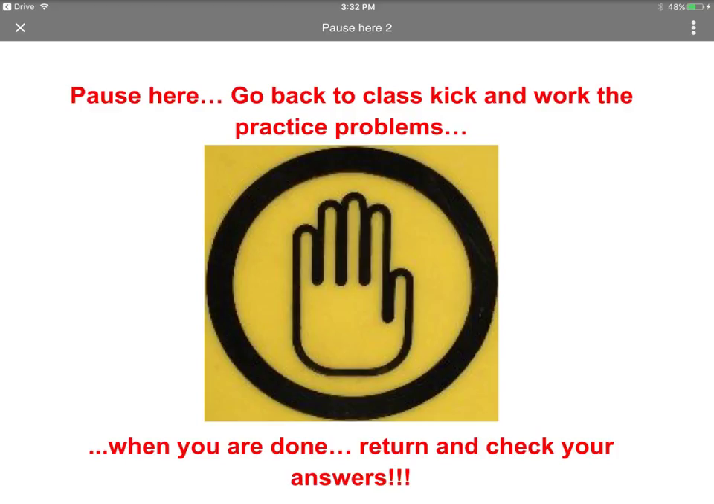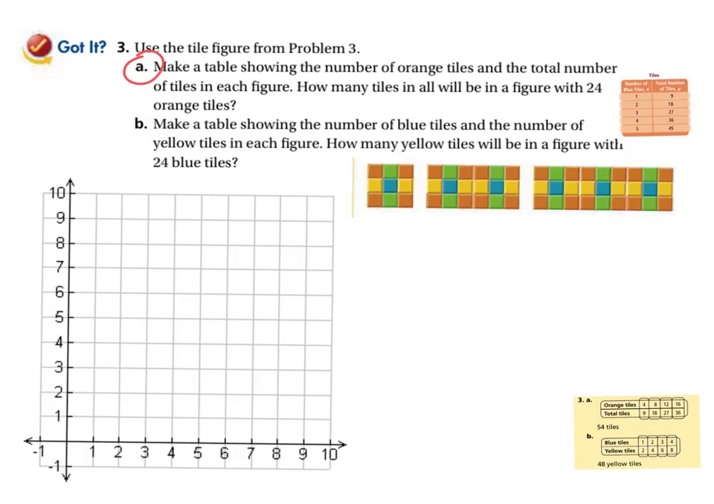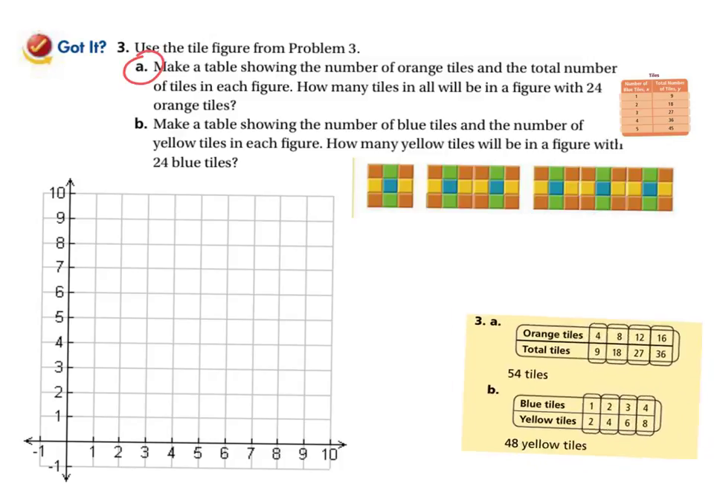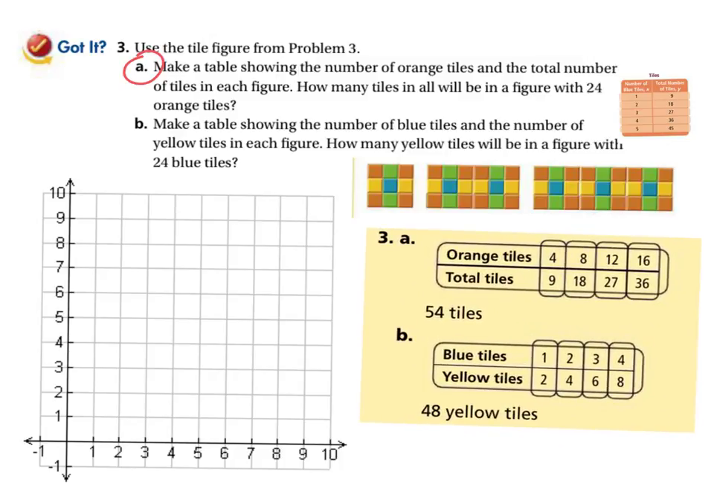I've got a couple there for you. All right, we're going to break up A and B into 2 parts on this. Use the tile figure from problem 3, so I brought it along with us just to remind you. How many tiles in all will be in the figure with 24 orange tiles? So you got to start a different table here this time, right? This time I'm going to bring up my answer key for you here. This time, when I have 4 orange, I have 9 total. 8 orange, 18 total. 12 orange, 27 total.